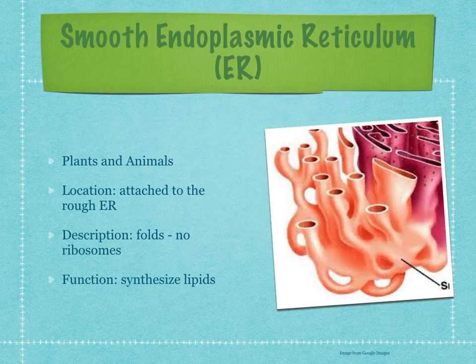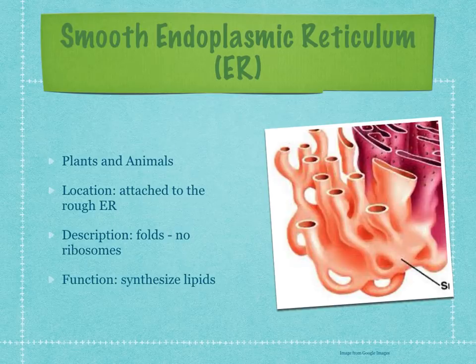The second type of endoplasmic reticulum is smooth ER. If you haven't done so already, create another row at the bottom of this matrix, and the term will be smooth ER. We'll fill this in. This is found in plants and in animals, and it is attached to the rough ER.